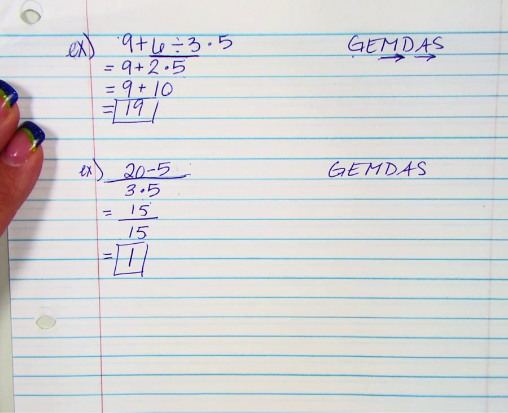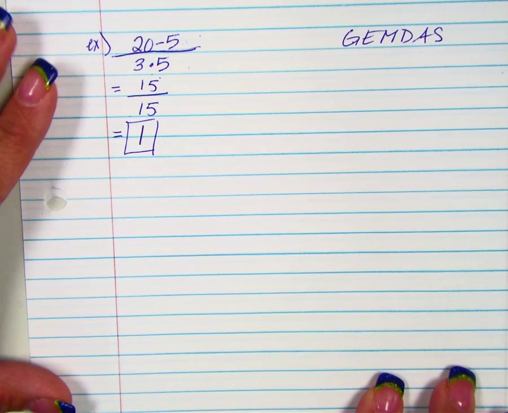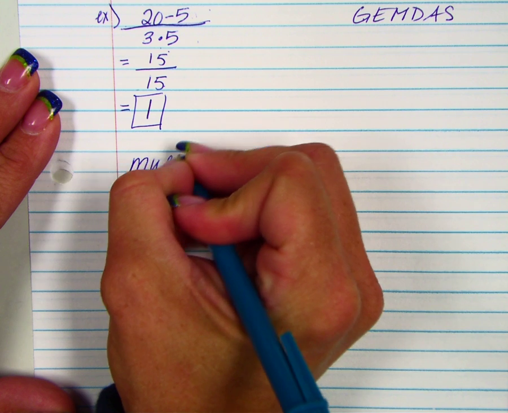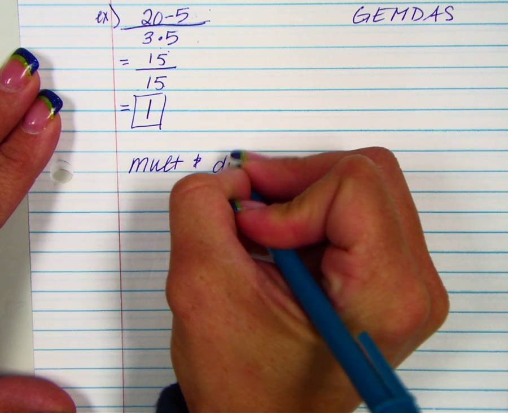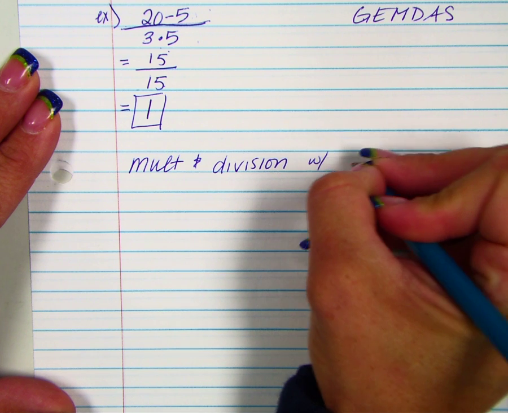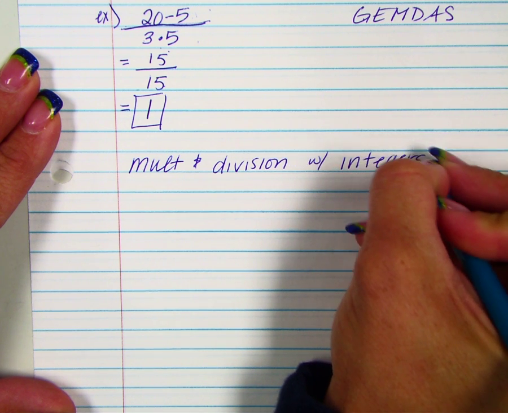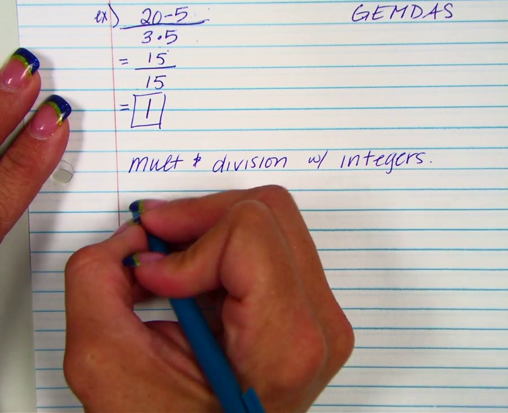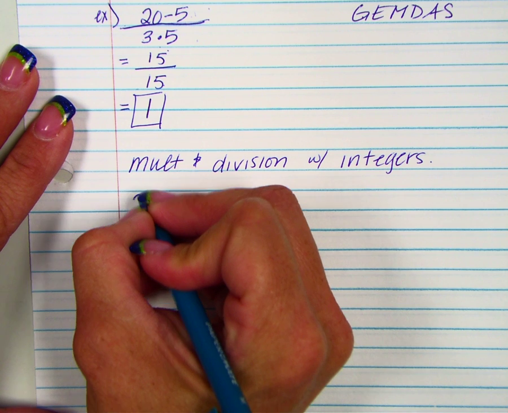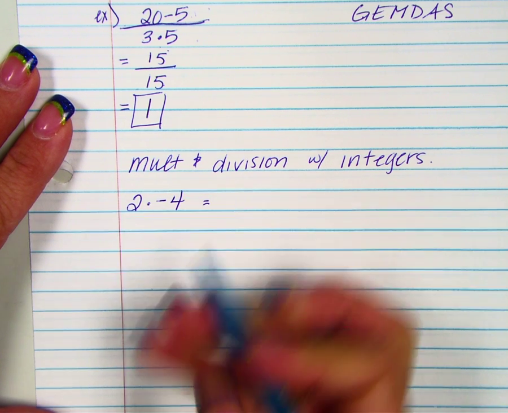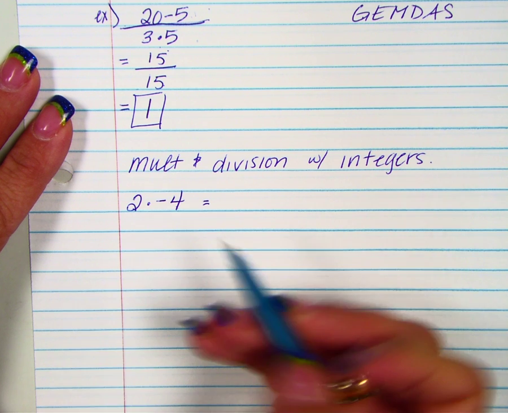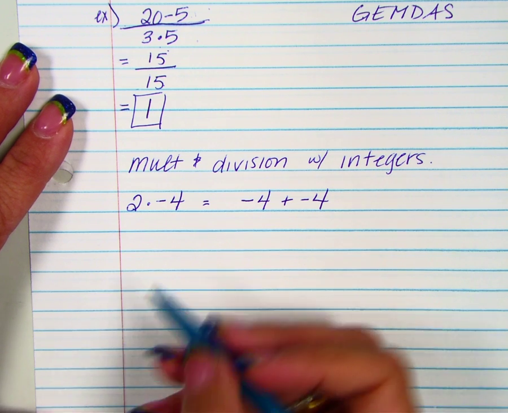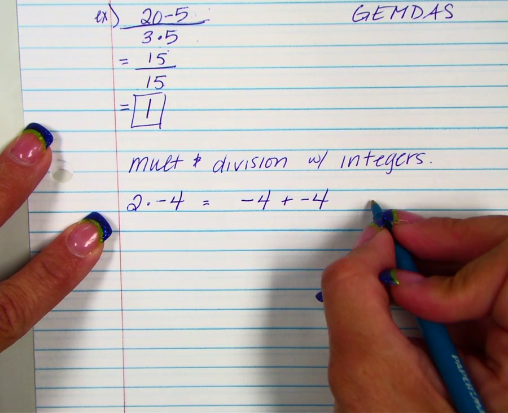Okay? Now I want to remind you of the multiplication and division rules for integers. So just write multiplication and division with integers. Okay? So I'm going to show you a little pattern that I want you to copy down. So make sure that you have your chart down. If I say 2 times negative 4, I'm really saying 2 groups of negative 4. So 2 groups of negative 4 would look like this if I was adding them, because remember multiplication is repeated addition. And negative 4 plus a negative 4 is a negative 8.